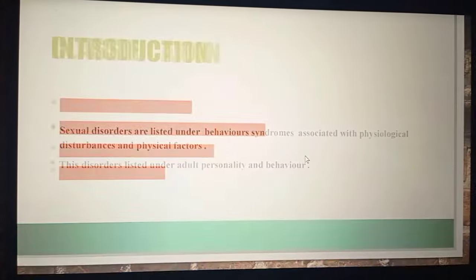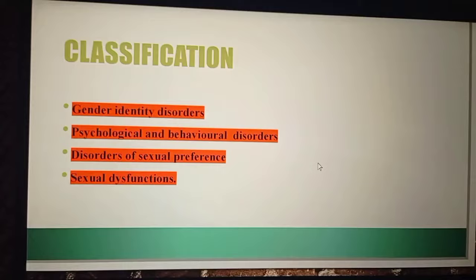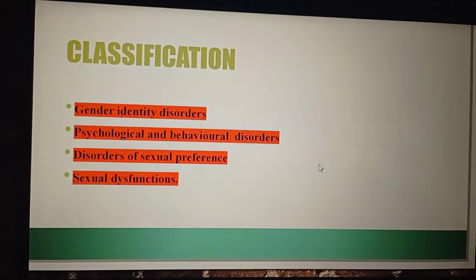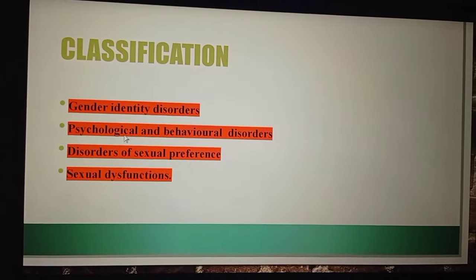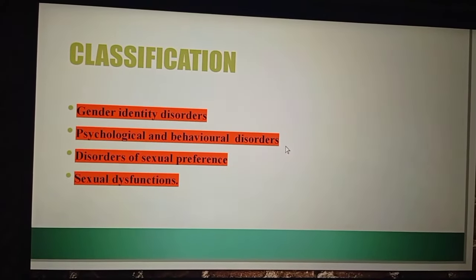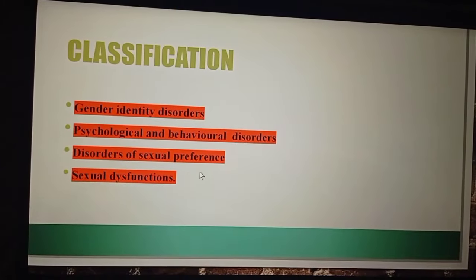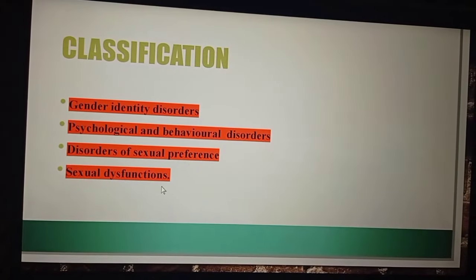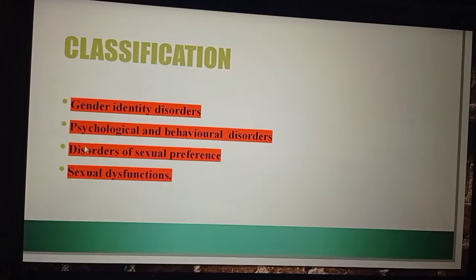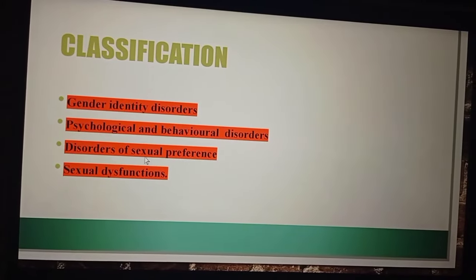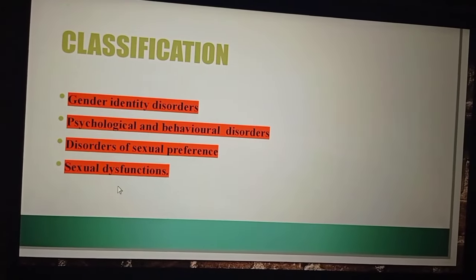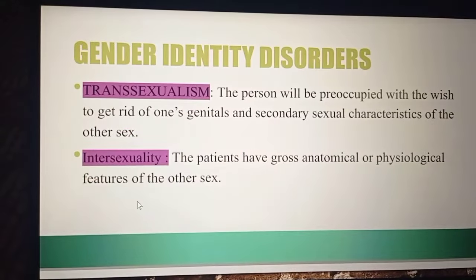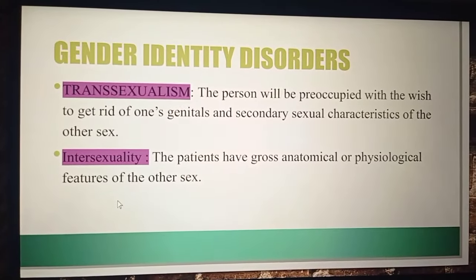Okay, then we'll see classification. Under classification, there are four types: gender identity disorders, psychological and behavioral disorders, disorders of sexual preference, and sexual dysfunctions. Okay, now we'll see them one by one. First, we'll see gender identity disorders.